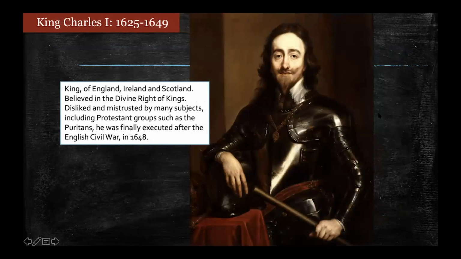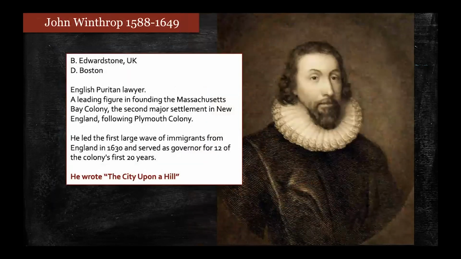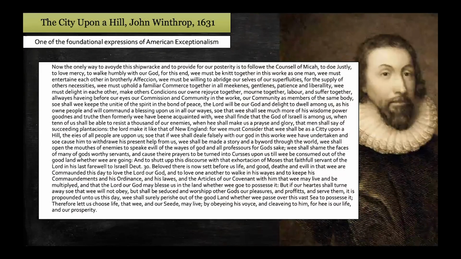Some important historical actors from this time I want you to know. King Charles I. I'll quickly go through these. You can research them on your own if you'd like. King Charles I. John Winthrop, a leading Puritan leader during this time period. He wrote City Upon a Hill, very influential in the formation of the Puritan colonies. City Upon a Hill, a foundational document in American history. And let's read this.